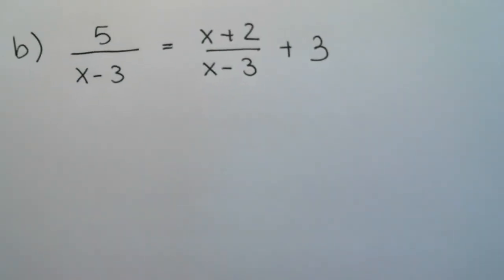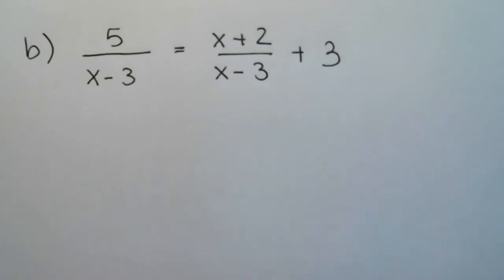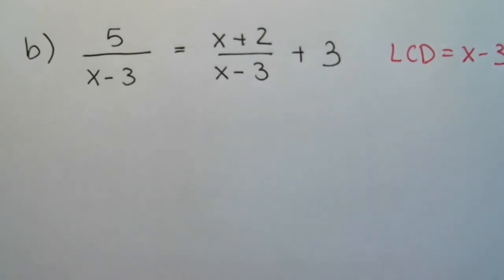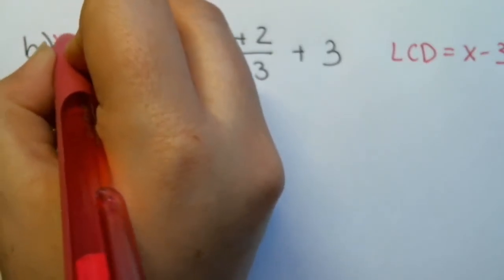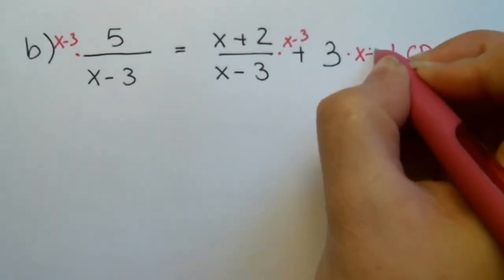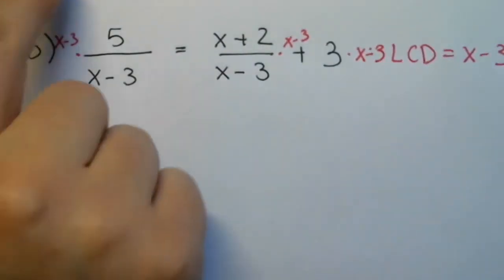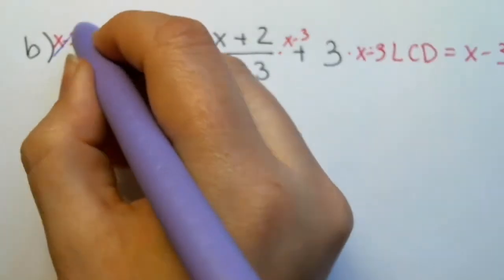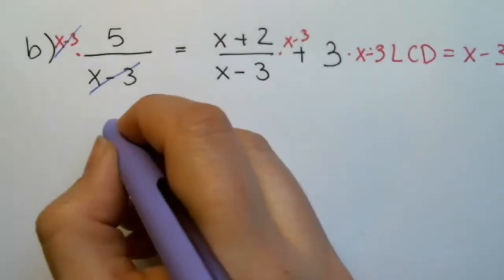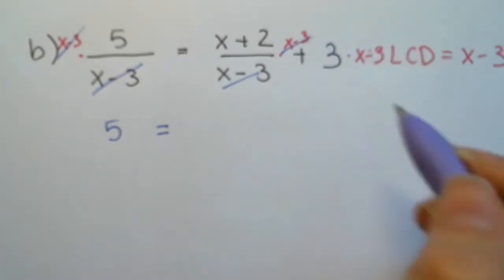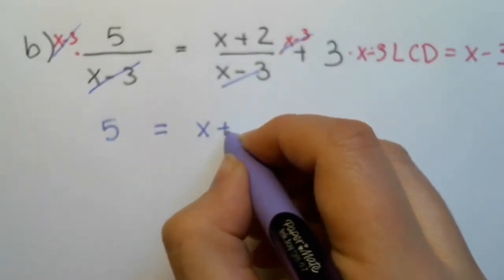So again, you can see that all the denominators are already factored, and we can see that the LCD is just x minus 3. So we're going to go ahead and multiply everything here by the LCD x minus 3. Now in this term, the x minus 3 that we multiplied by is going to cancel the x minus 3 from the denominator, and we're going to be left with 5. Here we have this x minus 3 canceling with this one, and we're left with x plus 2.